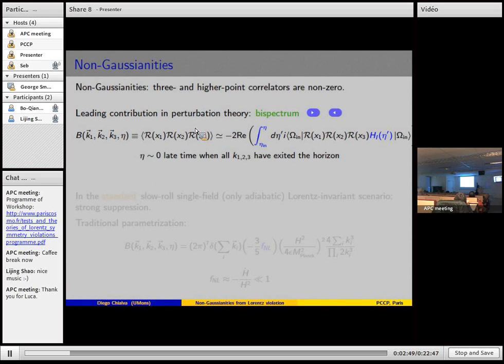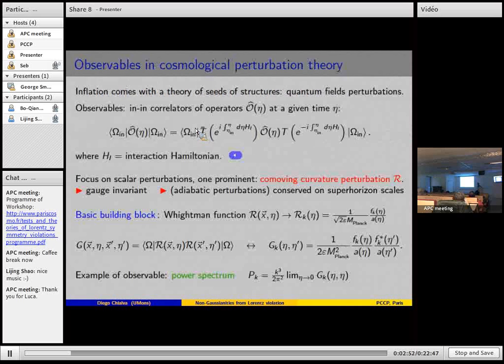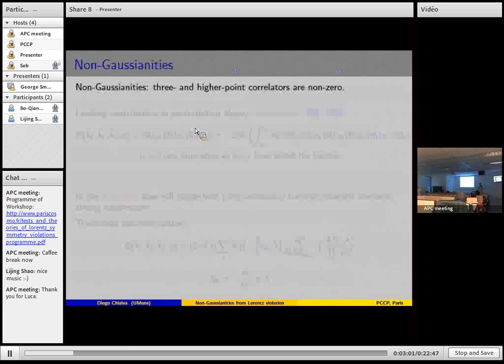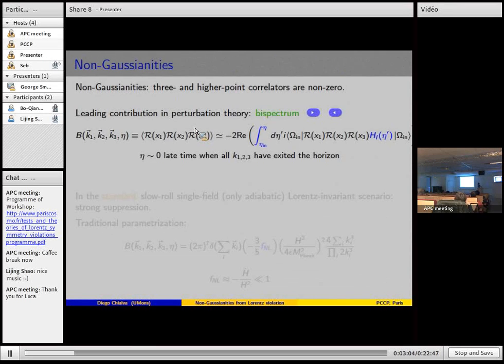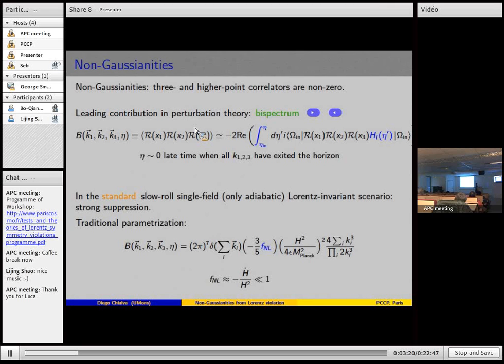So this is a situation completely different from the power spectrum. In the power spectrum, I evaluate my correlator, which is a two-point correlator, just at an instant of time. And actually, it's a very late one for observational reasons. Here, instead, I have a dependence on the whole interval of time from my initial state, the vacuum at, let's say, infinity, very high scale, up to the modern time, the out-of-horizon inflationary time. This will play an important role. In the standard model of slow-roll single-field scenarios, that is, in any model where there are only adiabatic perturbations, the non-Gaussianities are hugely small. Now, we will show you that in the case of Lorentz violation, it's not like this.